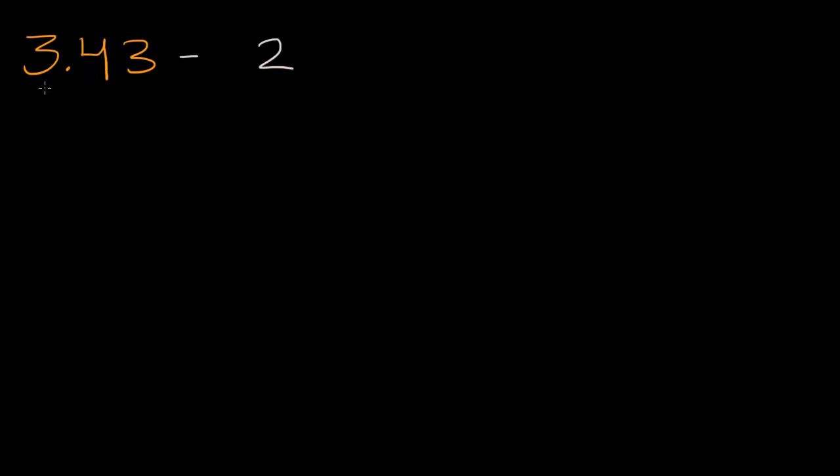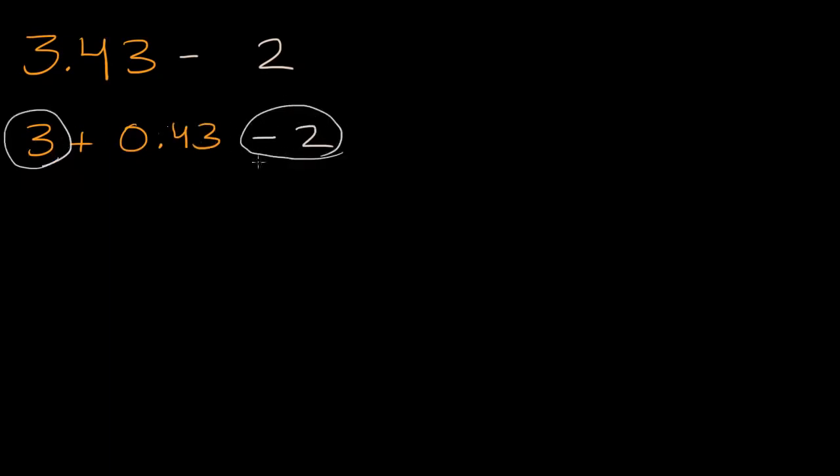Well, it might jump out at you that this is the same thing as 3 plus 43 hundredths minus 2. And so you can just look at the ones, you can look at the wholes. We have 3 wholes, and we're going to take away 2 of them. So we're going to be left with 1 whole, and we still have this 43 hundredths. So it's going to be 1 and 43 hundredths, or we could write that as 1.43. So that one maybe was a little bit more straightforward.